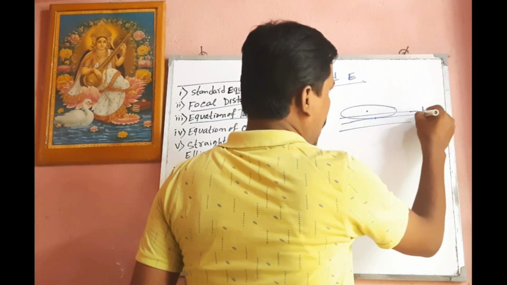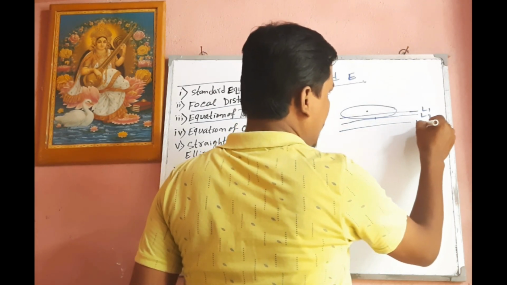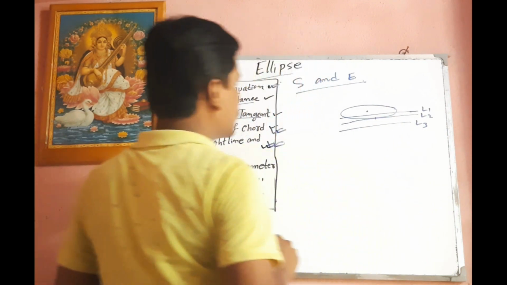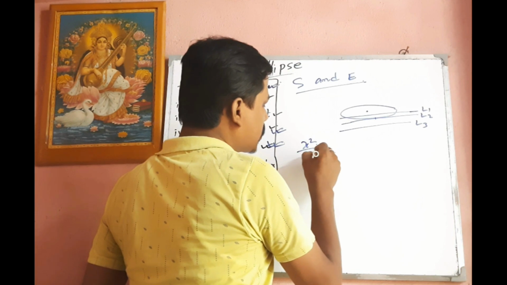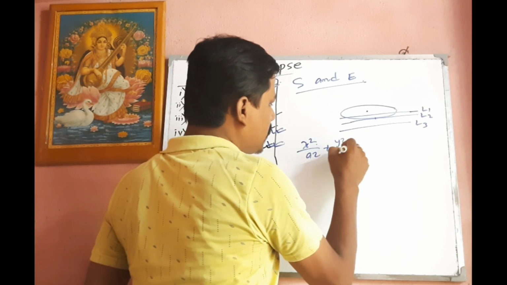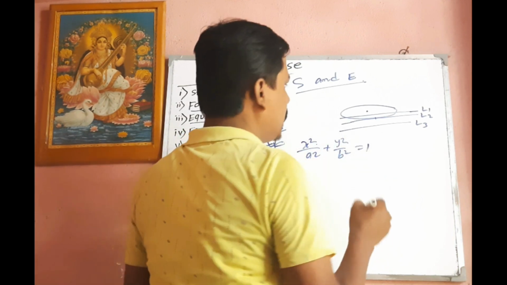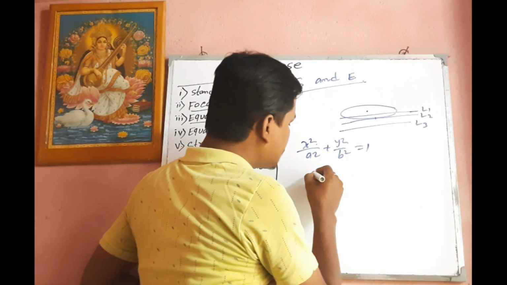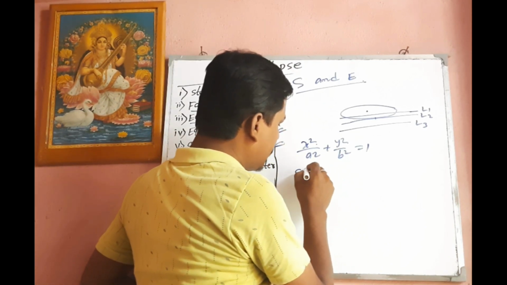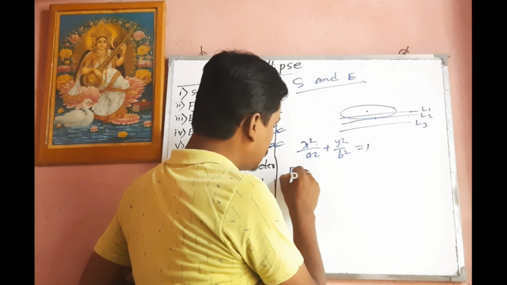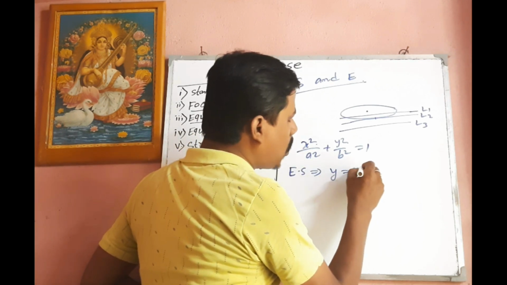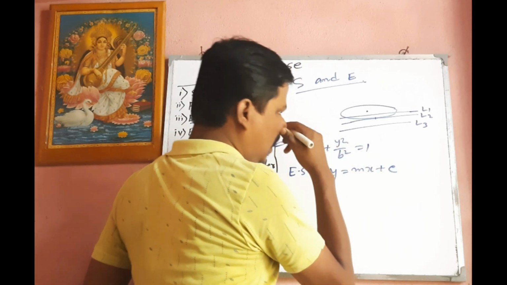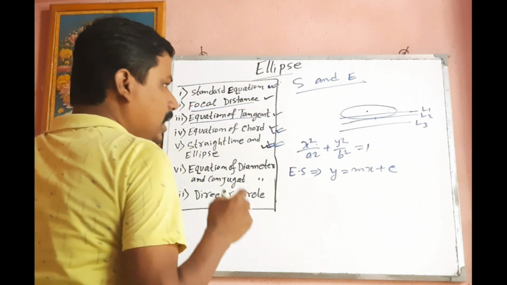This is L1, this is L2, this is L3 for the given ellipse, x square by a square plus y square by b square is equal to 1. Now, the equation of the straight line is y is equal to mx plus c.